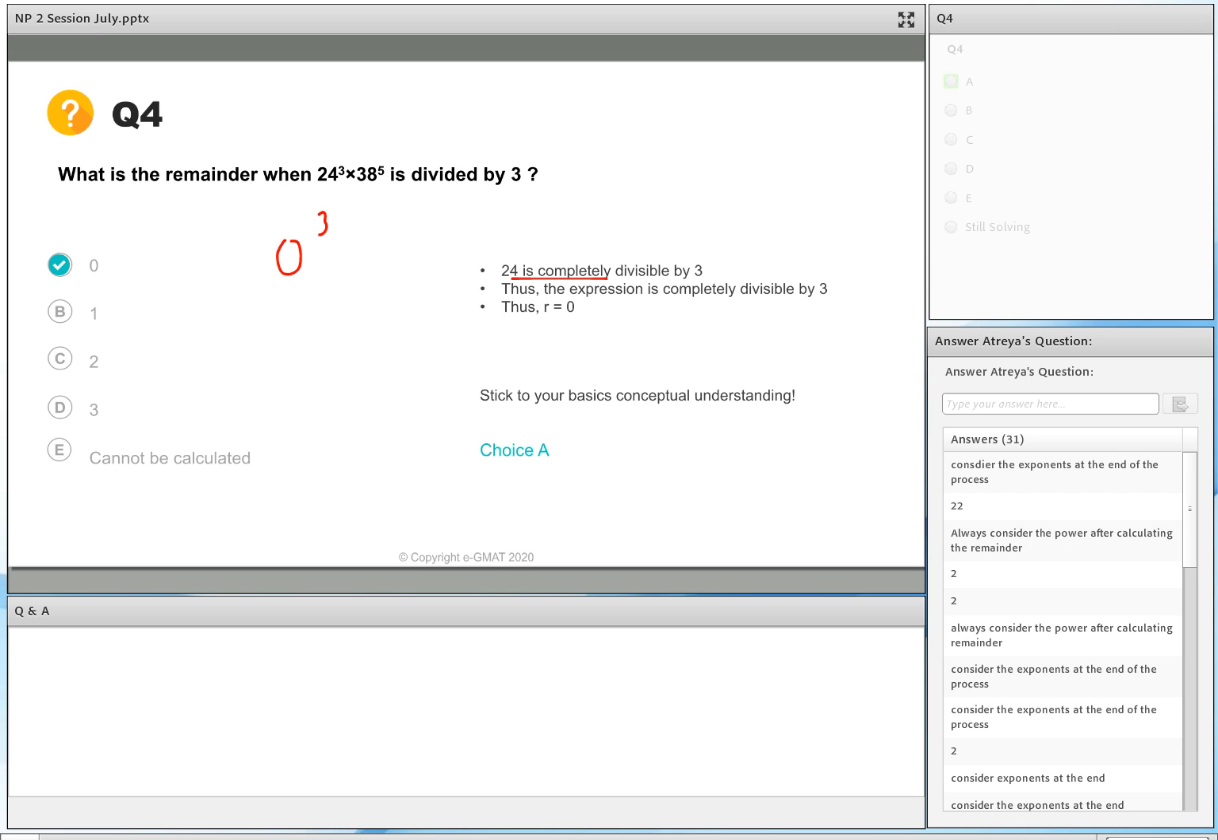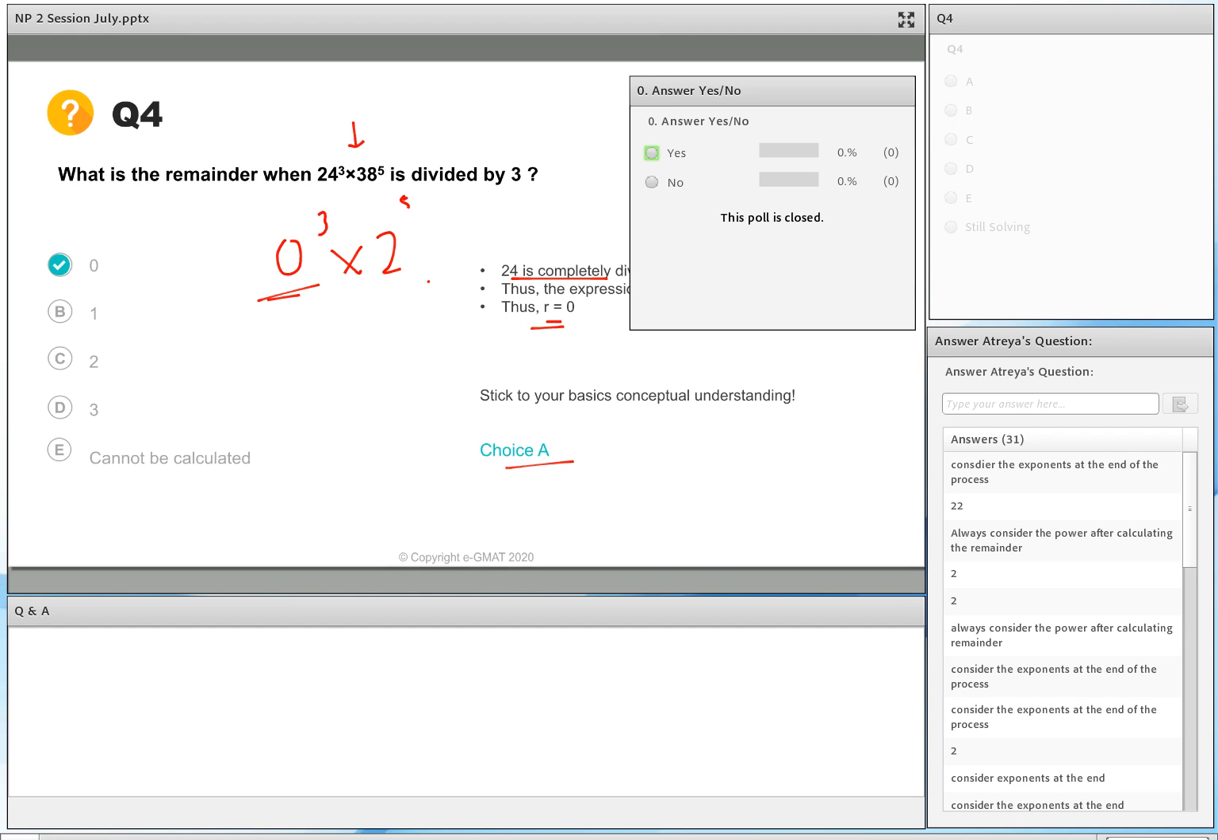0 to the power 3. Since in the question I have a multiplication sign, here as well I have a multiplication sign, and then 2 to the power 5. If I'm multiplying 0 with anything else, the product is always going to be 0, right? If the product is equal to 0, the remainder is equal to 0. So the answer for this question is choice A. Can you please mark a yes if the solution is clear to all of you?